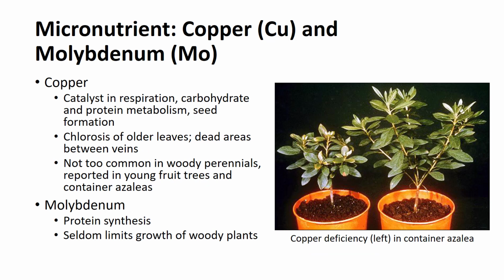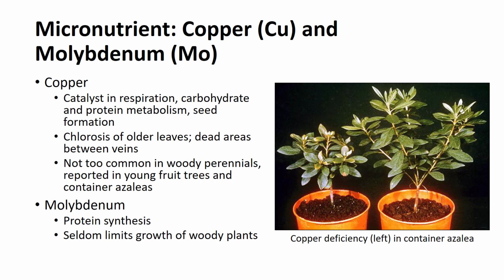Copper, Cu, is a catalyst in respiration and is needed for carbohydrate and protein metabolism and in seed formation. Although copper deficiency is not too common in woody perennials, it has been reported in young fruit trees and in azalea plants growing for prolonged periods in containers. In fruit trees, deficiency is expressed by a withering and death of young shoots in the late spring or early summer. In azaleas, the new leaves are smaller than normal and soon become scorched. The early symptoms resemble potassium deficiency or frost damage.